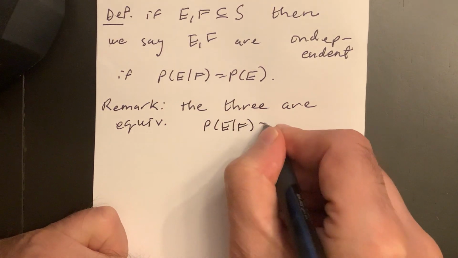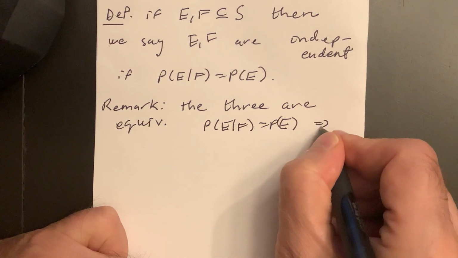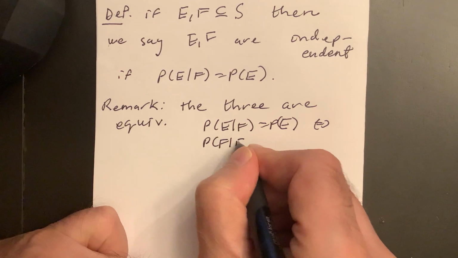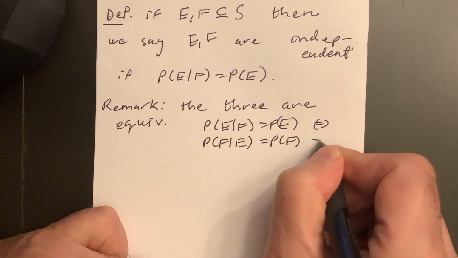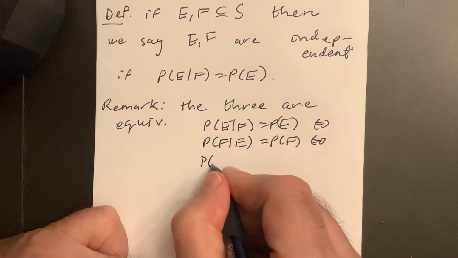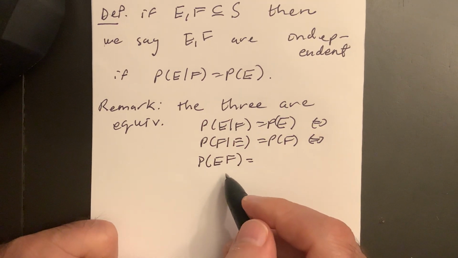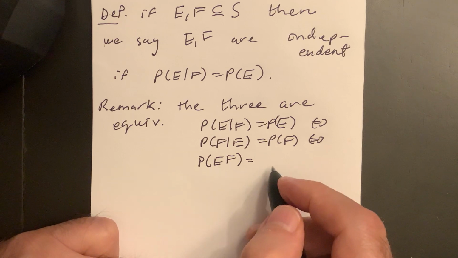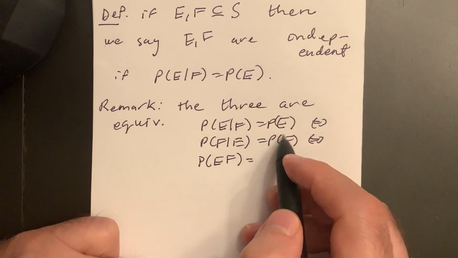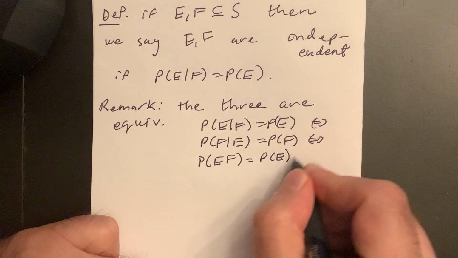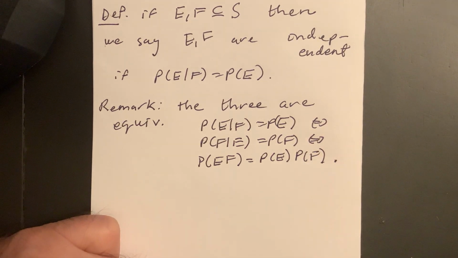P(E | F) = P(E). This is the same as saying P(F | E) is P(F). And this is the same as saying P(EF) is equal to, well, think about it. Before we could condition on E or F, so this is P(E given F) times P(F). But if P(E given F) is P(E), then it's just P(E)P(F). So these are all equivalent ways. You either have all of them or none. If they are true, E and F are independent. If one of them is not true, E and F are not independent, or dependent.